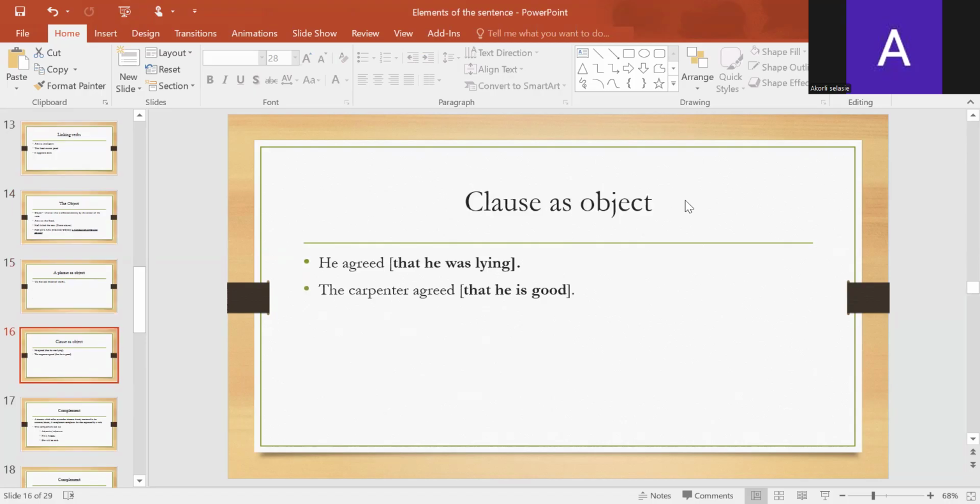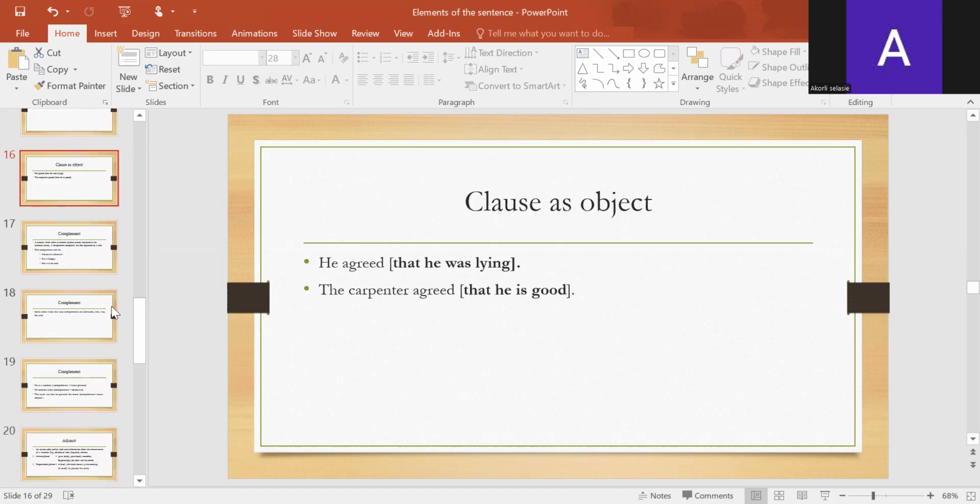You can have a clause as an object. He agreed that he was lying. The carpenter agreed that he is good. So you see, you have a whole clause because this has a subject and a verb here. So it's a clause. He agreed that he is lying. The carpenter agreed that he is good. So this is a that clause.